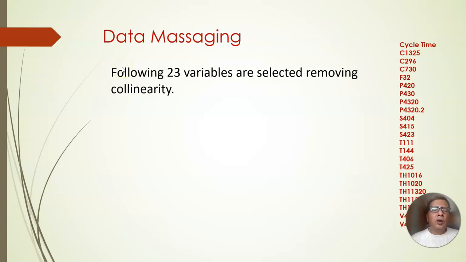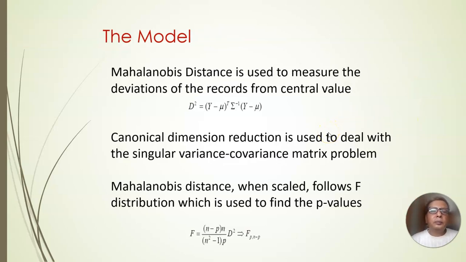I dropped the constant columns and the junk columns with null values, and then for collinearity I dropped several columns, and from 120 variables it came down to 23 variables. These are the 23 variables that are used for data analysis.